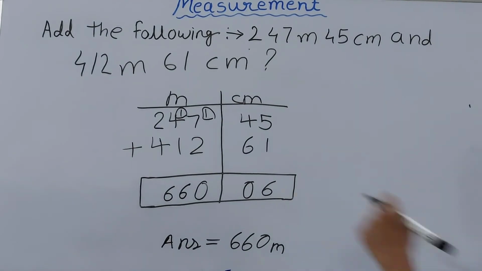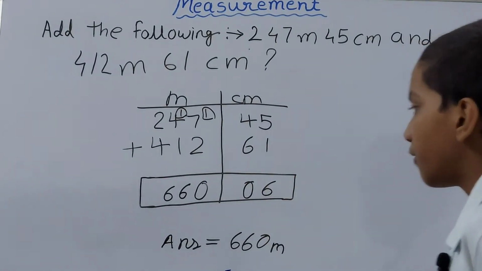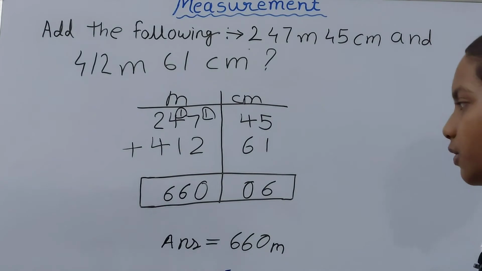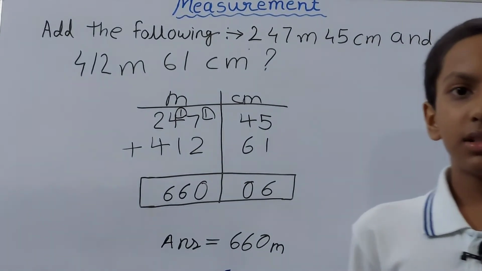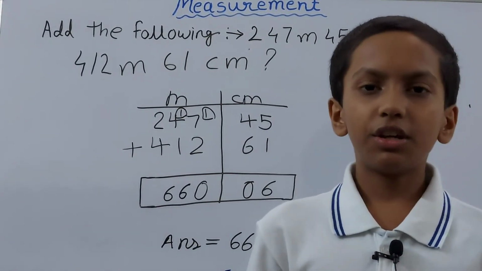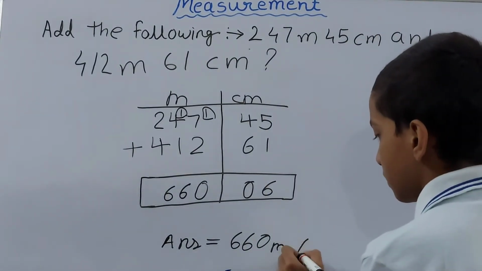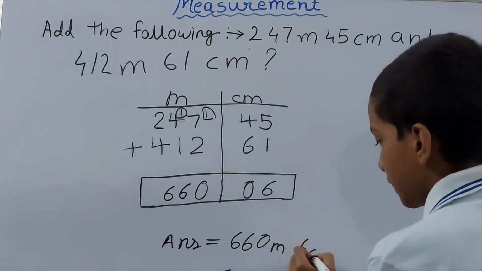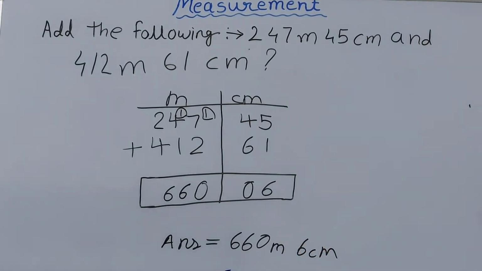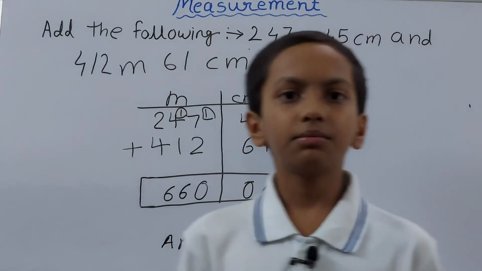And the next is 0 and 6. You will not write it as 0 and 6. You have to write 6 because if you add 0 to the left side of your number, then the value remains the same. So there is no need to write 0. So this will be 6. And what will it be? Yes, it will be 6 centimeters because 6 is in the centimeters column. So the answer is 660 meters and 6 centimeters.